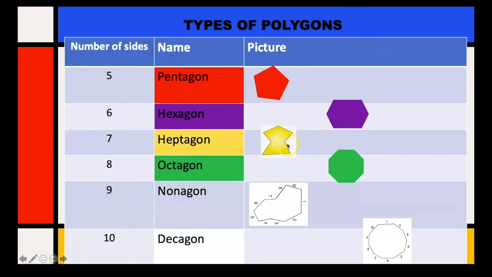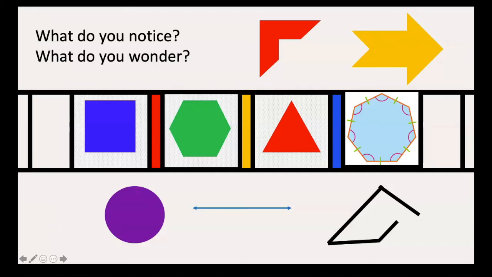1, 2, 3, 4, 5, 6, 7, heptagon. And 8 sides is called an octagon. 9 sides is called a nonagon. And 10 sides is called a decagon. So again, we're going to stop there. There are more. So please know there are more polygons based on the size, but we're just going to stop at decagon.